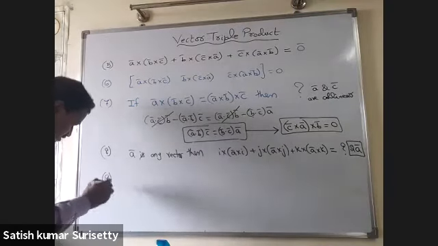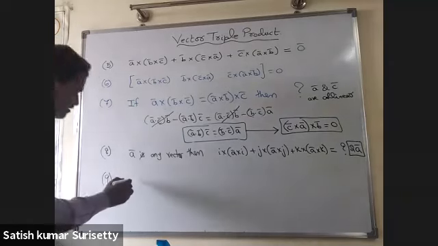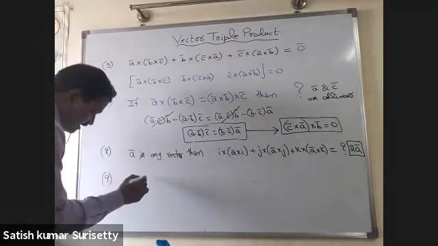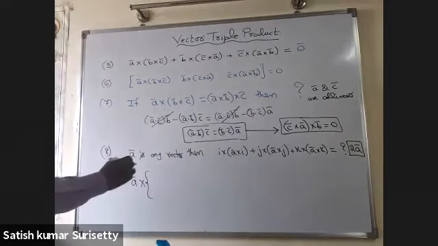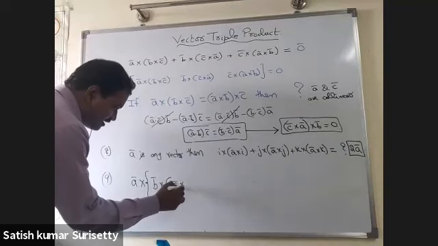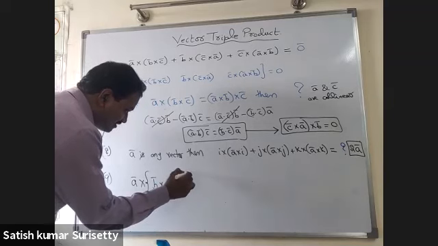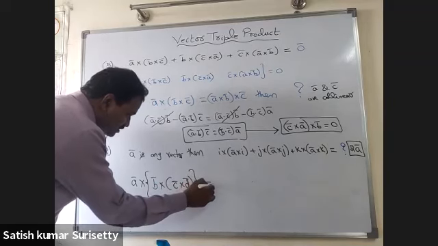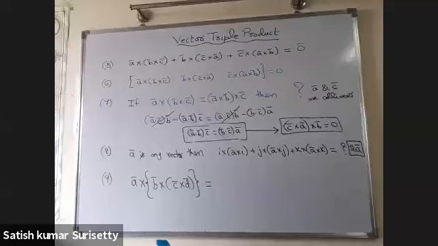Next, one more. A bar cross B bar cross C bar cross D bar. Now, how do we simplify this to another form?